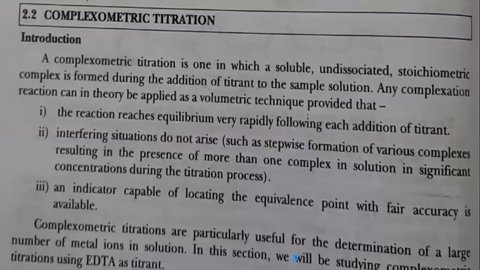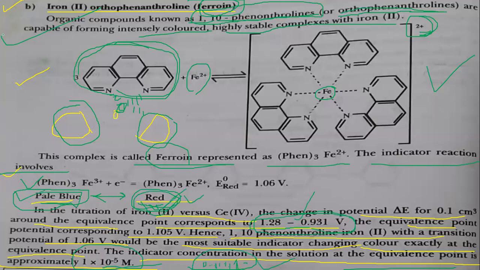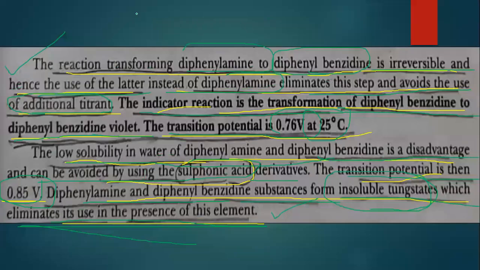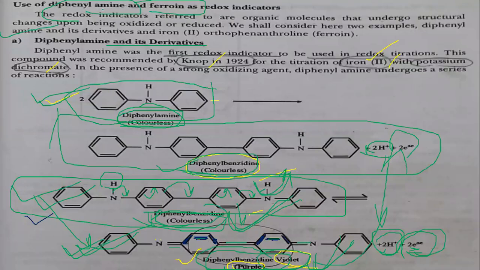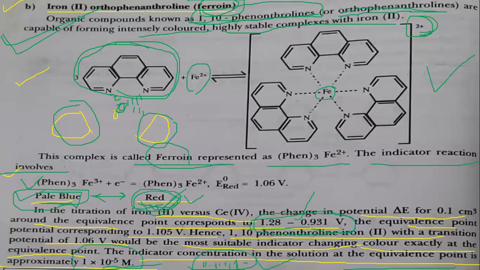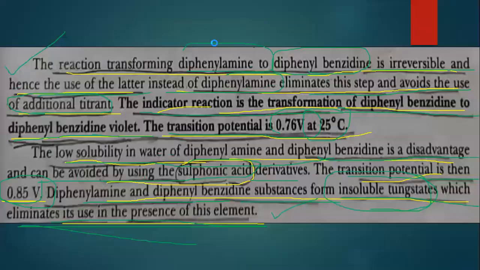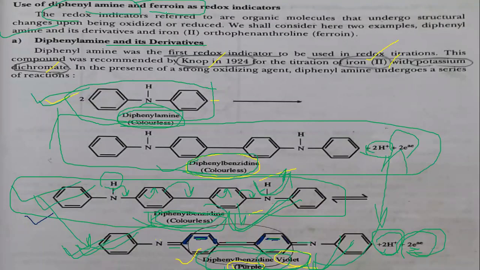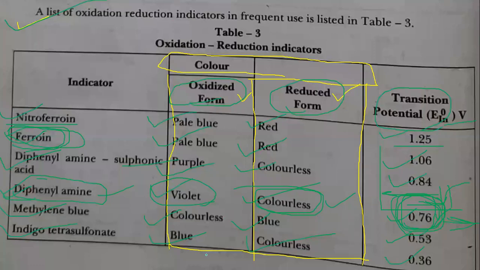Okay, so this is what about the two indicators. 101% there will be a question on this point, the ferroin indicator and the diphenylamine. See where it is now, this is the ferroin indicator. They have made some mistake over there.